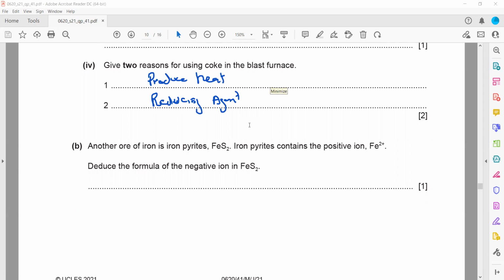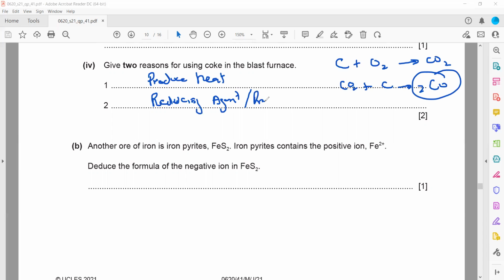Carbon monoxide is formed in the extraction of iron. Basically, carbon reacts with oxygen to give carbon dioxide. Then the carbon dioxide further reacts with more coke to produce carbon monoxide. So I can mention reducing agent, or I can mention that it is used to produce carbon monoxide, which is a reducing agent. Both ways are correct, because carbon and carbon monoxide both have the tendency to remove oxygen from a substance, so they can be used as reducing agents.